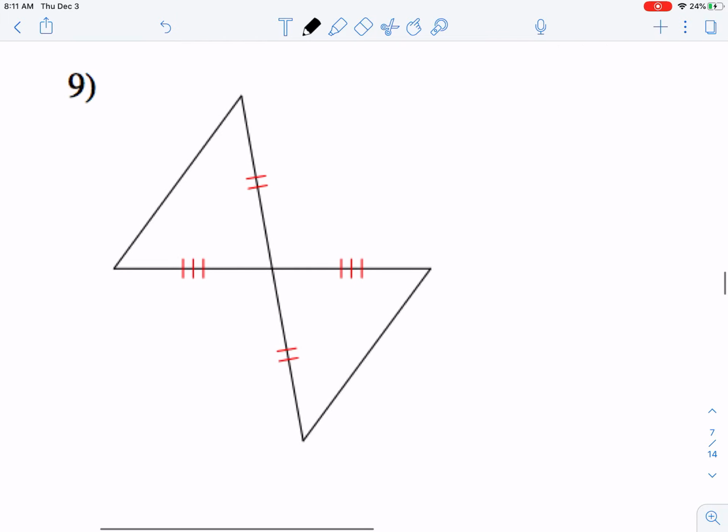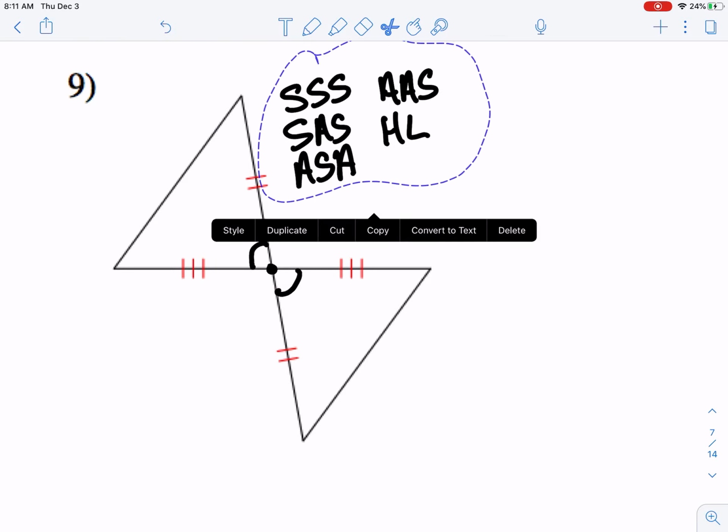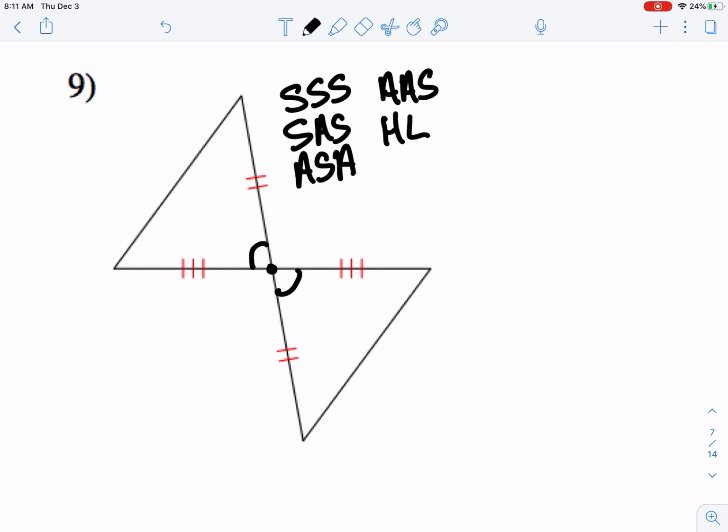Number 9. Again, they touch at this point. That means these angles are congruent. Write my possible theorems. I only know 4 sides, and I only know 2 angles. I don't have right angles. So is the known angle this one between 2 sides? It is. Now I have to look and make sure my marks are the same, 3, 3, 2, 2. So it is also congruent by side, angle, side.